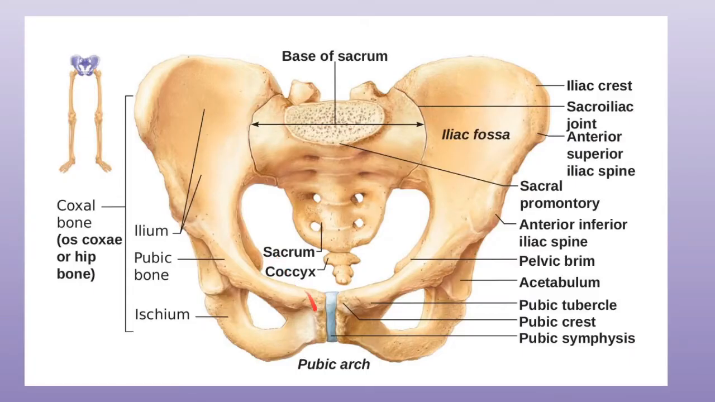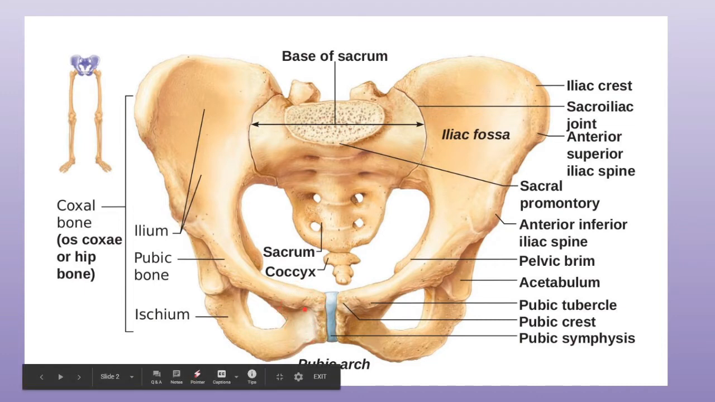Now the pubis bone has basically three main parts. That is the body. This is the body over here. And this body divides into two rami, the superior ramus superolaterally and the inferior ramus infralaterally, as you can see.